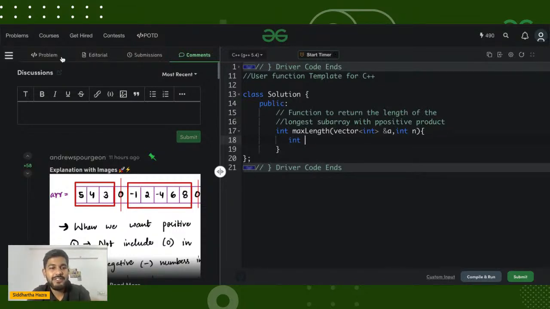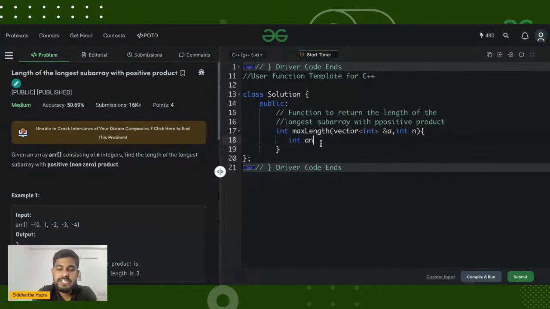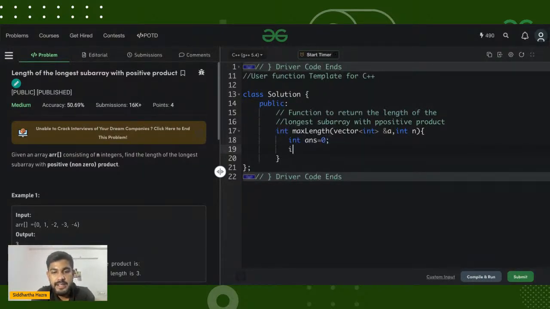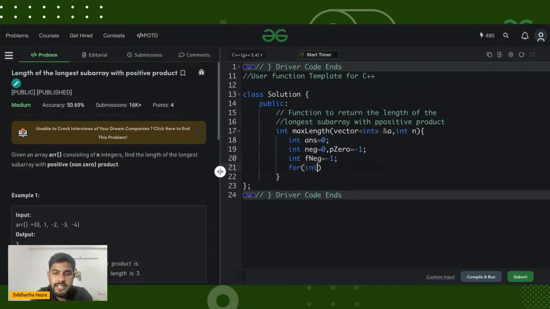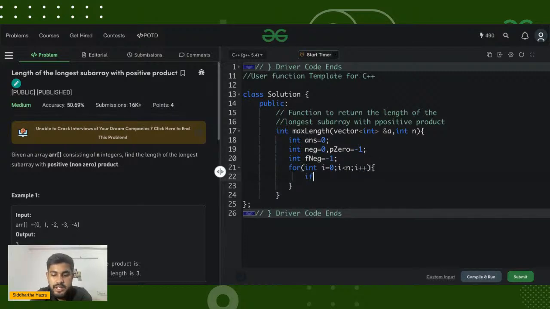So first, we should initialize the answer with 0. Then we should initialize negative with 0. And then the last 0 that we have encountered, previous 0, would be initialized with -1, because we have still not seen a 0 value. The first negative is -1 initially. So now we would start the iteration: for int i equals 0, i less than n, i plus plus.